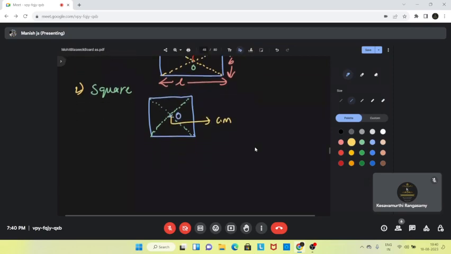What about a circle, children? For a circle, where will it lie? Anybody? For a circle, where does the center of mass lie?